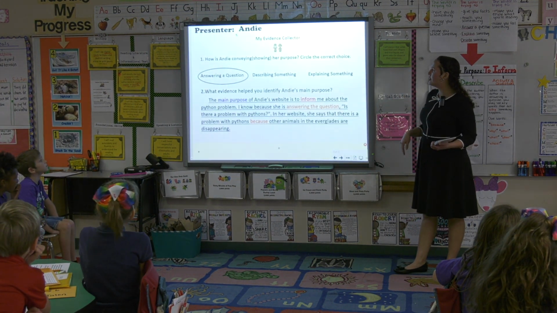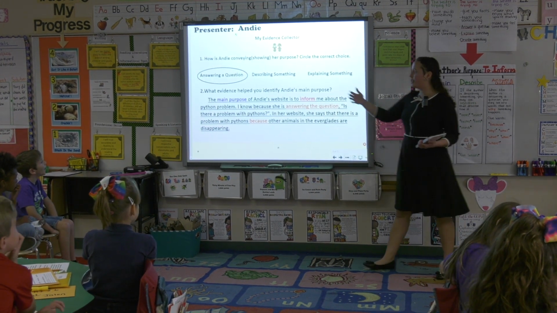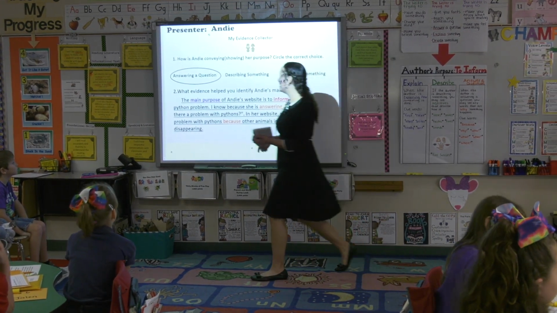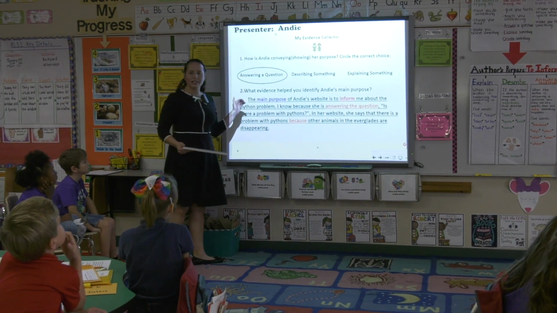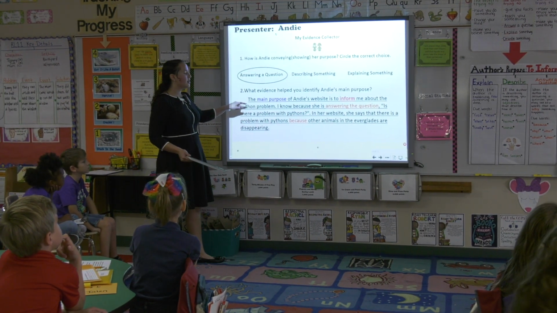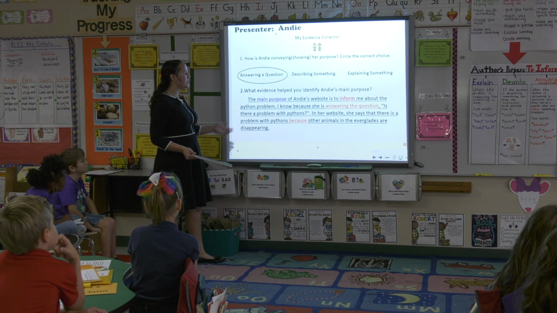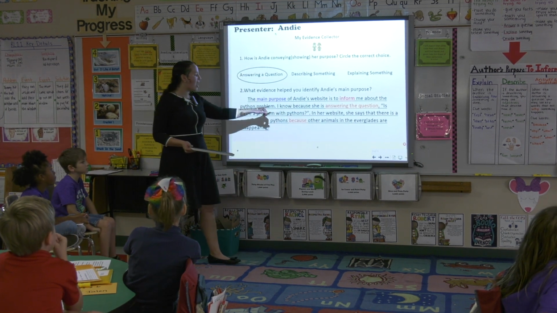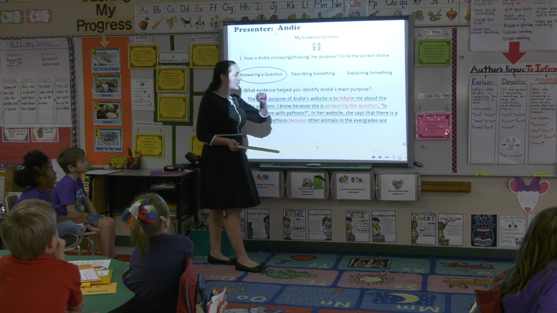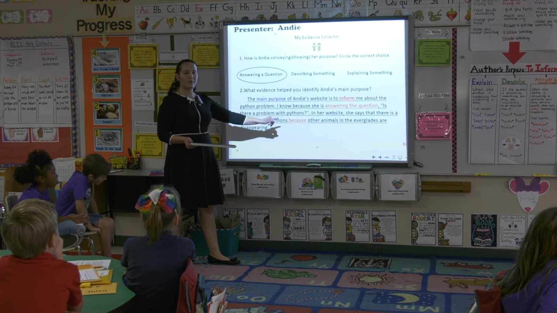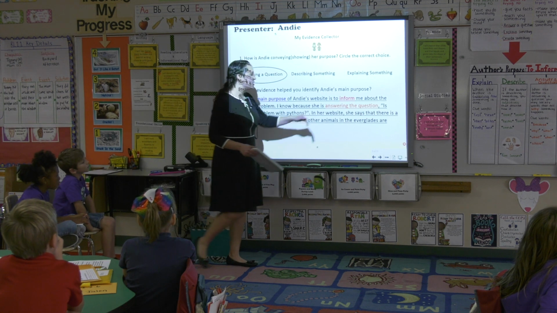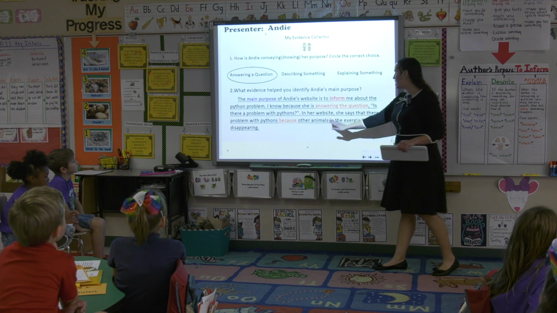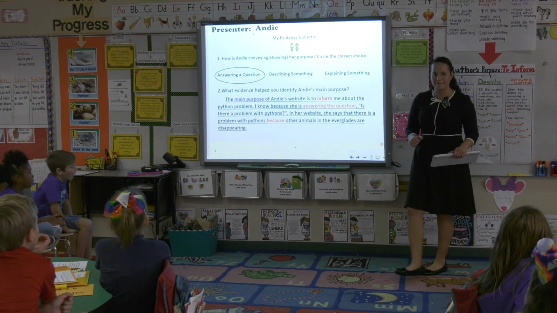How is Andy conveying or showing her purpose? Circle the correct choice. So I should have circled answering a question. Nothing in our hands, Elizabeth. What evidence helped you identify Andy's main purpose? The main purpose of Andy's website is to inform me about the Python problem. I know because she is answering the question, is there a problem with pythons? In her website, she says that there is a problem with pythons because other animals in the Everglades are disappearing.